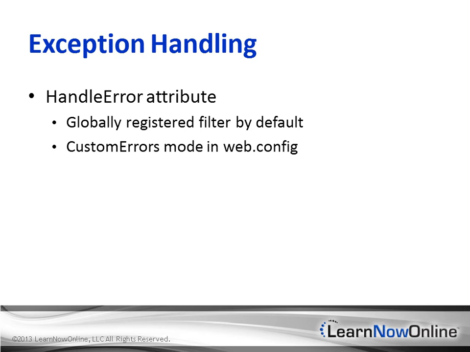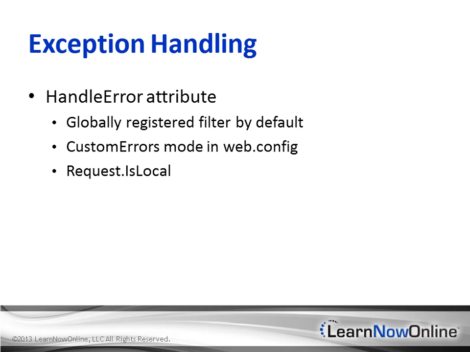Now, normally what happens is you get the ugly page with the stack trace and all that good stuff. But this same attribute will also allow us to filter specifically for certain kinds of exceptions, as well as throwing custom errors or custom error messages.